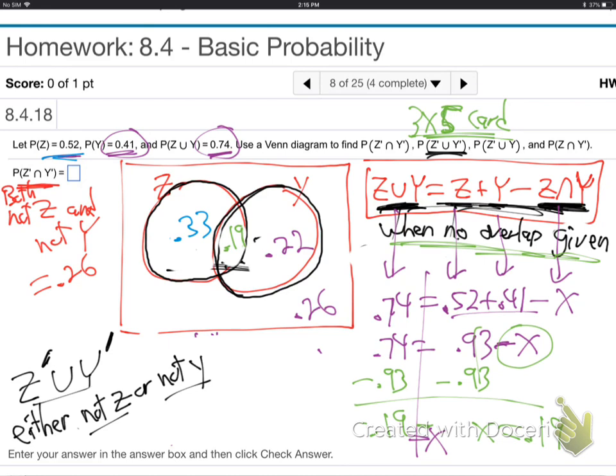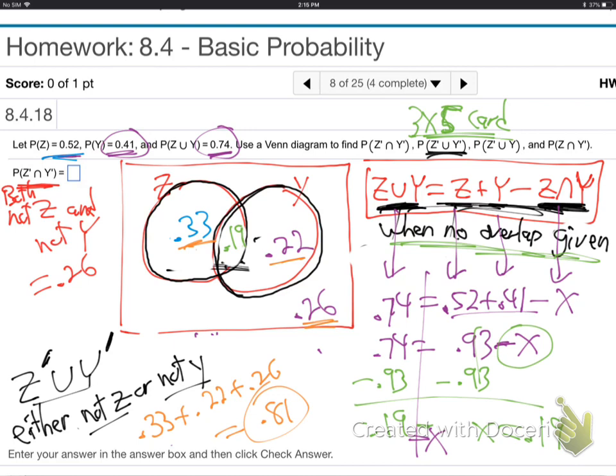Everybody but the middle. Do you see that? This guy, this guy, this guy. Everybody but the middle is either not in one of them or not in the other. Is that making sense? The only people that can't say that is the 0.19 because they're in both. Everybody else is either not in one of the circles or not in the other. Right? So 0.33 plus 0.22 plus 0.26. I have no idea what that is. Oh, it's probably 0.81. I just did 1 minus 0.19. So, there we go.